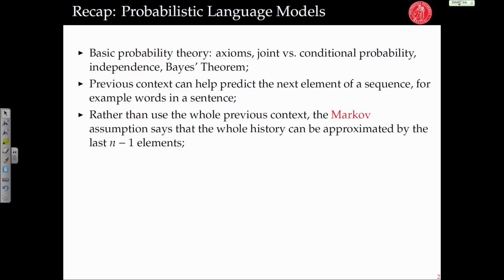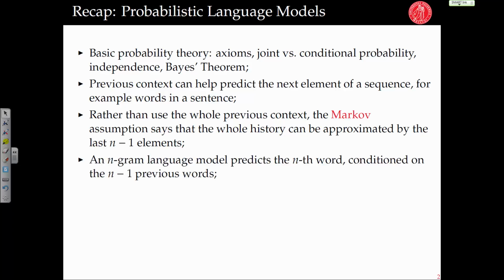history. So we introduced this Markov assumption, which basically says that the whole history could be approximated by the last n-1 elements, and n-1 could be from 2 to 8 to 10, an arbitrary number, but not the full history. And based on this assumption, we could build something called the n-gram language models, which predict the nth word in a sentence conditioned on the n-1 previous words.